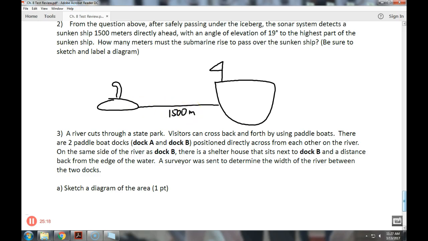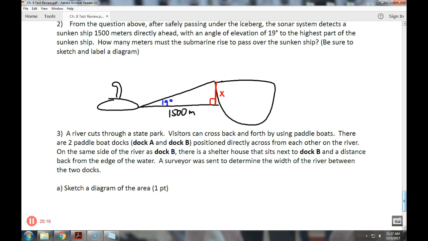Angle of elevation to, and why don't I just get rid of that little flag? That's kind of bothering me. So I need to go up at an angle of elevation of 19 degrees to the highest part of the ship. So basically, how many meters must I rise? So again, I'm trying to find this piece right over here. We're going to call that x. So how high do I have to go to get above it?